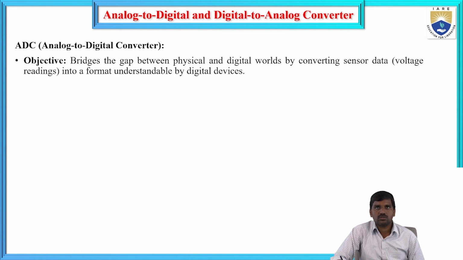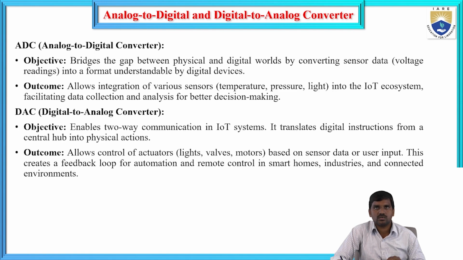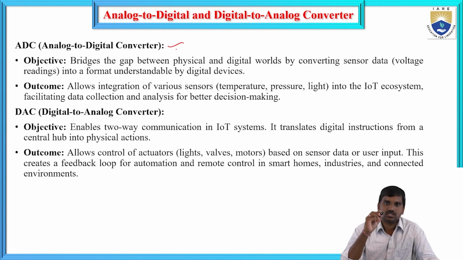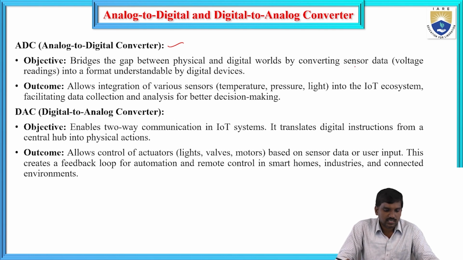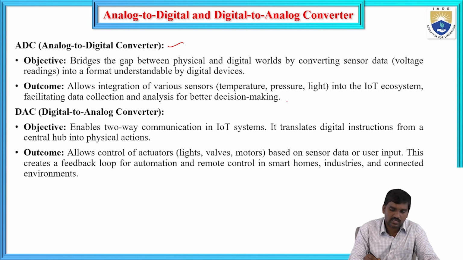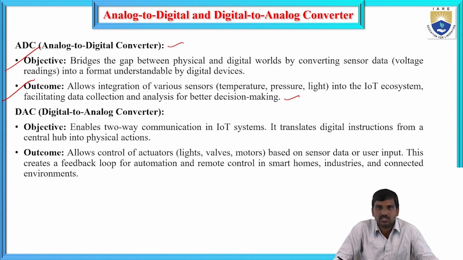Next, analog to digital converter and digital to analog converter, objective and outcome. ADC stands for analog to digital converter, DAC stands for digital to analog converter. The objective of ADC is to bridge the gap between the physical and digital worlds by converting sensor data into a format understandable by digital devices. Outcome: it allows integration of various sensors into the IoT ecosystem, facilitating data collection and analysis for better decision making. So this is the objective and this is the outcome of the analog to digital converter.